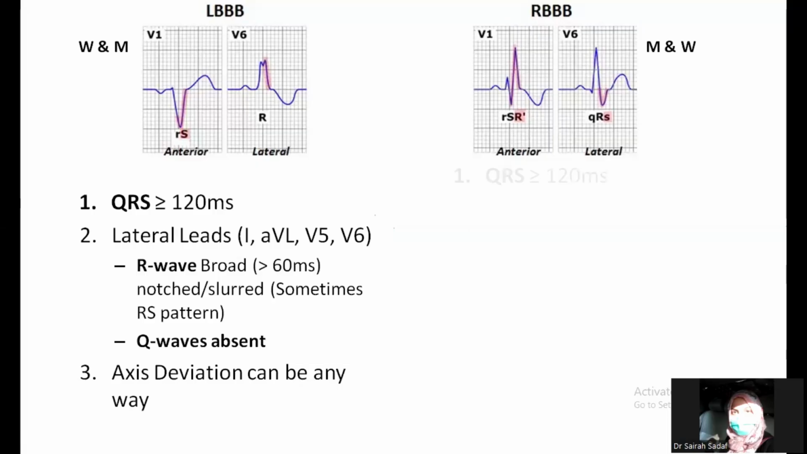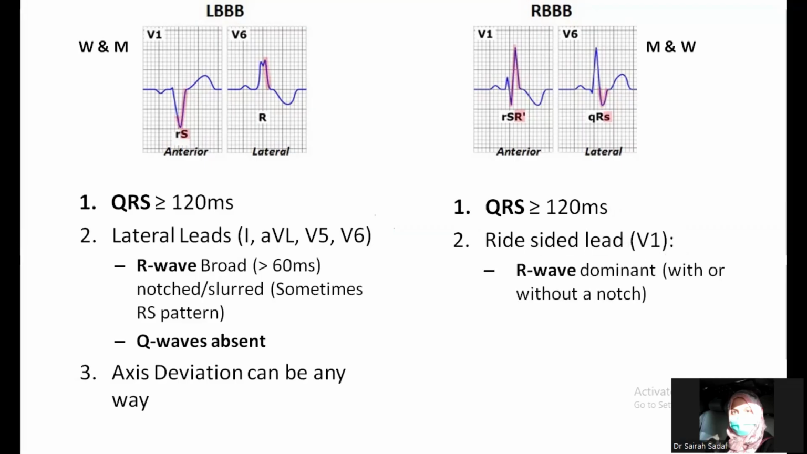Now, coming to the RBBB, again, you will have a prominent QRS complex, means it will be more than 0.12 seconds or 120 milliseconds, or you can say 3 small squares. Now, about which findings you will see. In lead V1, the right side lead, the right side of the heart, you will get a prominent R wave. See, again, the same findings that were in LVH, but more broader and notched. With or without notch is also possible, but usually. And if it is not notched, it will be slurred.